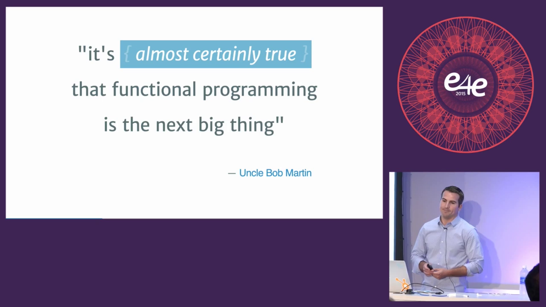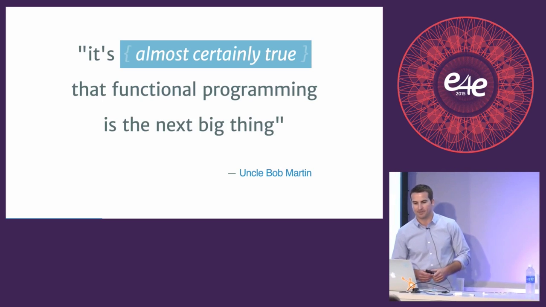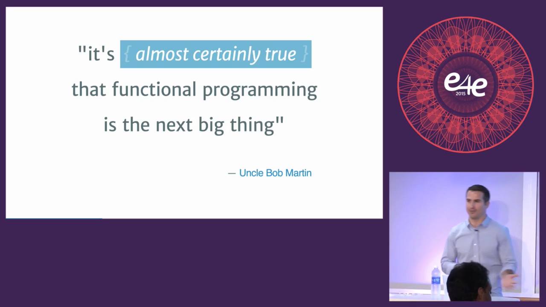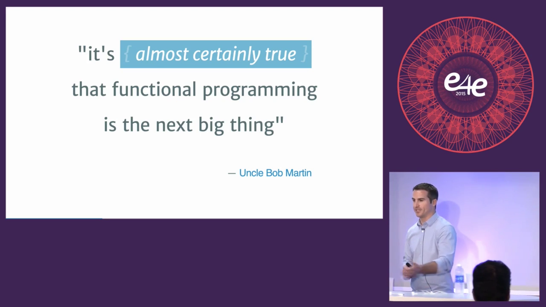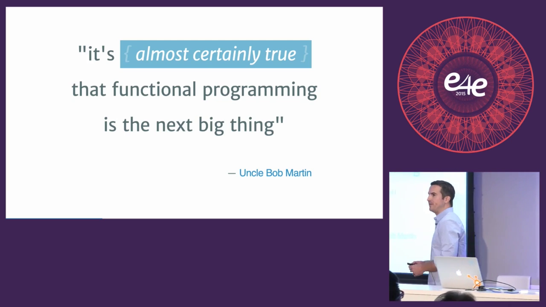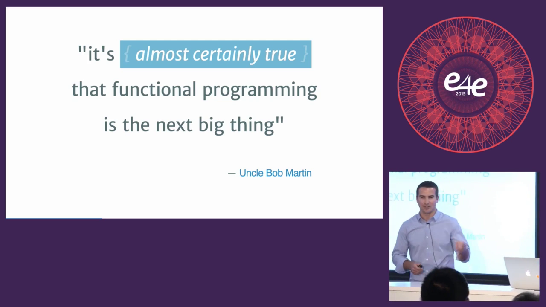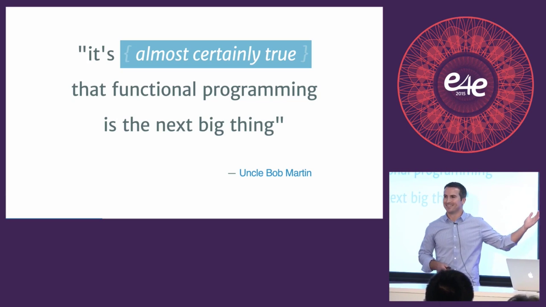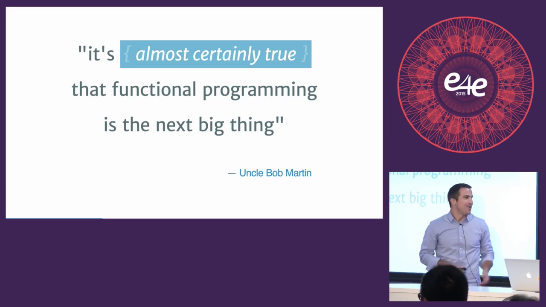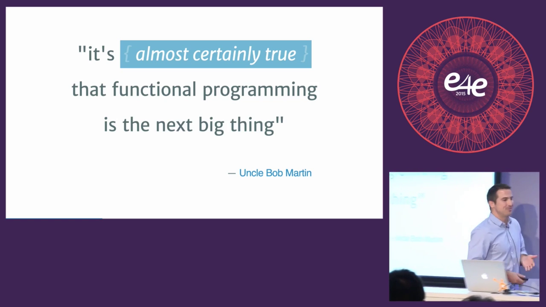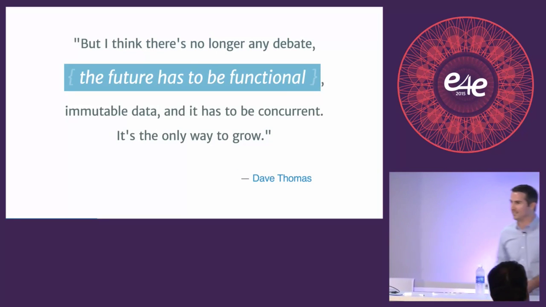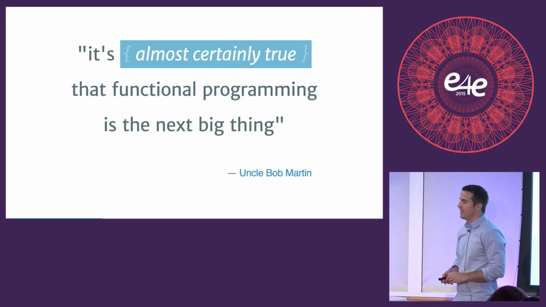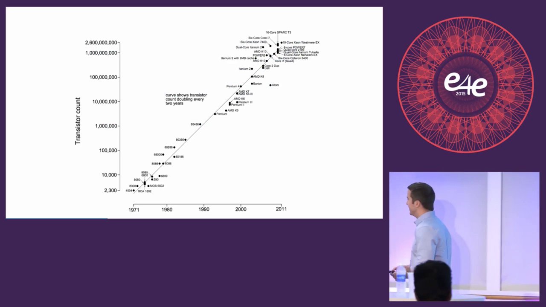And then Uncle Bob Martin again: it's almost certainly true that functional programming is the next big thing. I like this one just because Uncle Bob Martin authored the SOLID principles. To me, he is the object-oriented guy. And so how many people here feel confident and certain that the JavaScript libraries they're using today are going to be what they're using next month? Like, in front-end development, we don't have certainty, but there's a whole lot of certainty in these two sentences. The future has to be functional. It's almost certainly true. And so how can they have so much confidence in this?